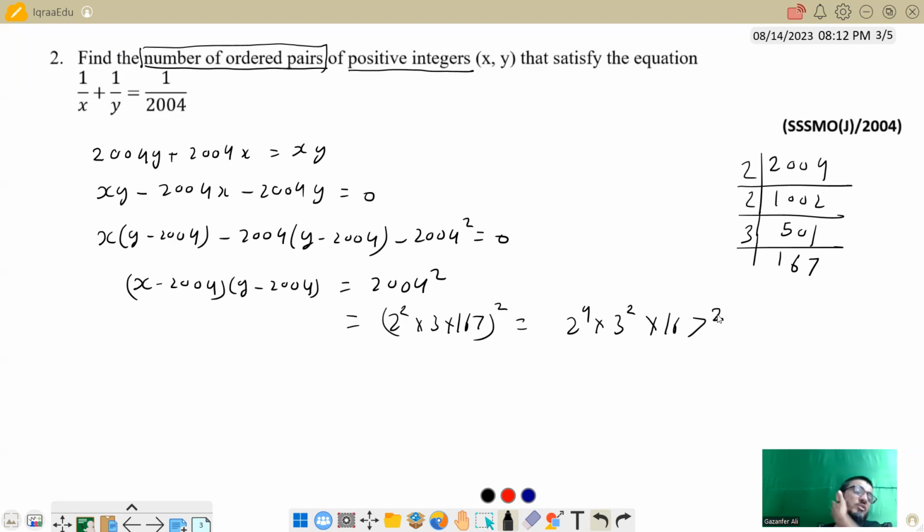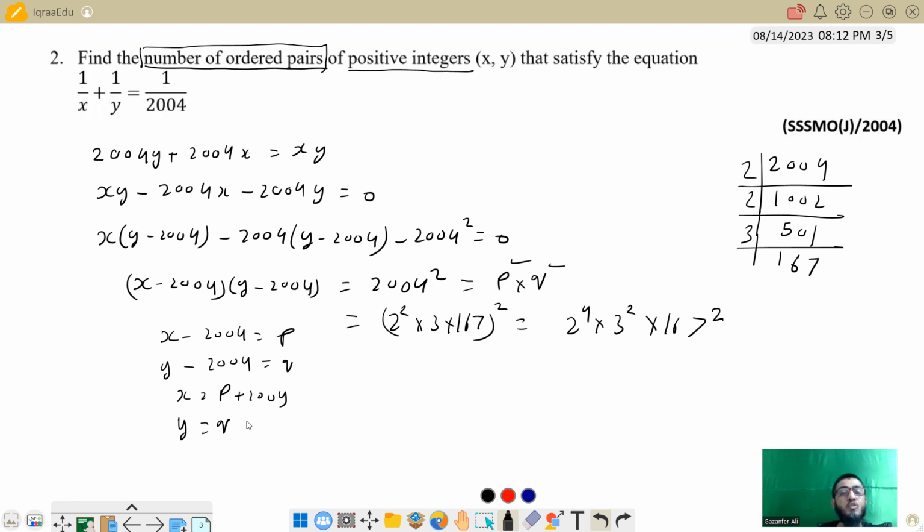What I want to say is, let's say this minus this is something like P multiplied by Q. Then X minus 2004 is equal to P and Y minus 2004 is equal to Q, where P and Q are the positive factors of 2004 square. So X will be P plus 2004 and Y will be Q plus 2004. This positive integral solution will always come, right?